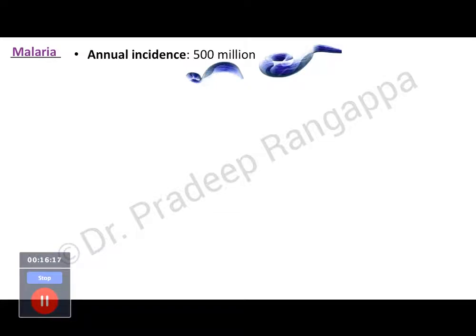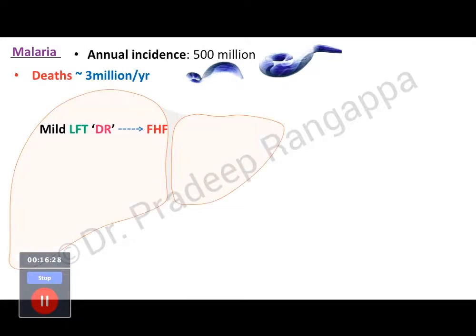So we'll move to malaria. So malaria, this is a malaria parasite. Annual incidence is around 500 million, and there are 3 million deaths per year happening globally due to malaria.